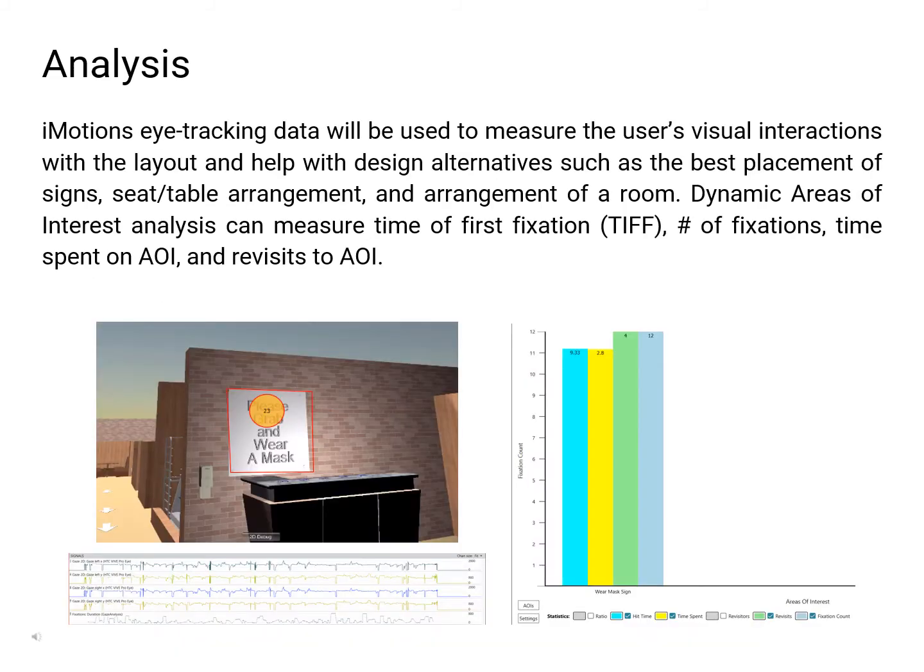To go over the analysis side of our project, we're going to be using iMotions to capture eye tracking data from the user within the environment, and then we're going to observe certain measurements that we get from the areas of interest that we set, such as the time of first fixation, the number of fixations, time spent on the area of interest, and also revisits to it.